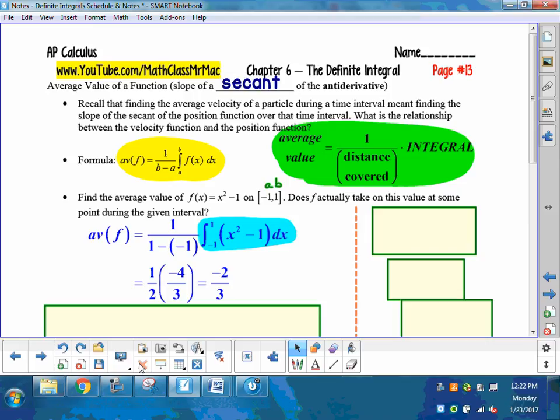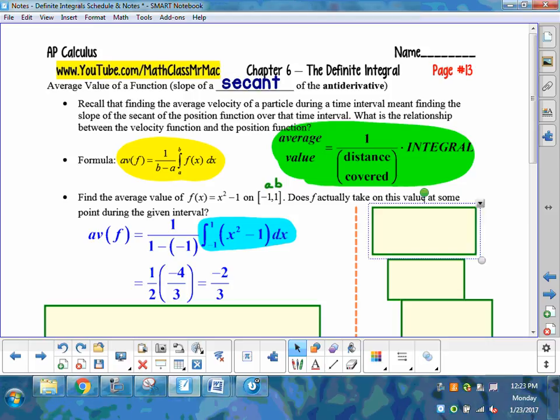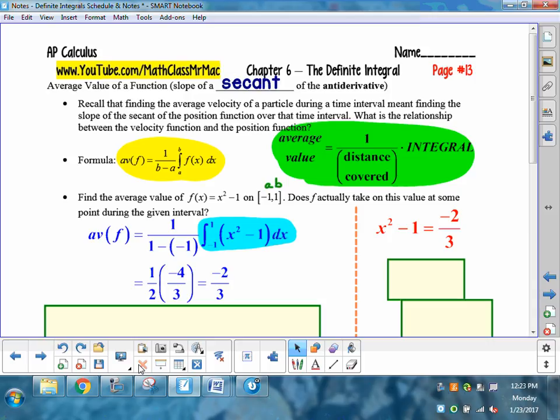Now, the question is, does the function take on the value at some point in that interval? How can you answer that part? How could you find out? How can we figure out? Yeah. Set the function equal to -2/3. So go into your calculators right now. Let's solve this out. This should be very, very quick.